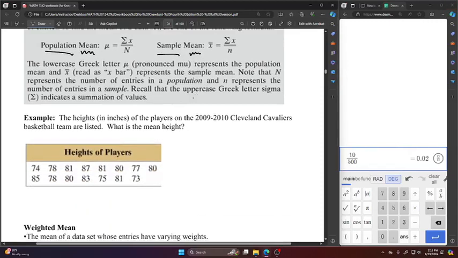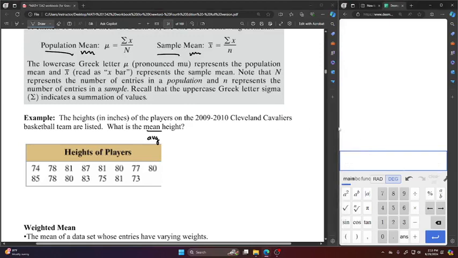And so they're just saying, hey, find the mean. Find the average height from all this right here. So what am I going to do with all these numbers? Add them all up and then divide by, yep, the amount of numbers. 1, 2, 3, 4, 5, 6, 7, 8, 9, 10, 11, 12, 13, 14, 15. 15 numbers. Okay, so here we go.